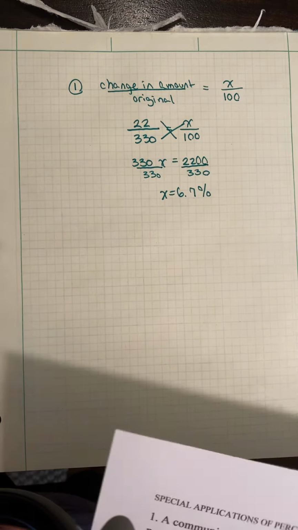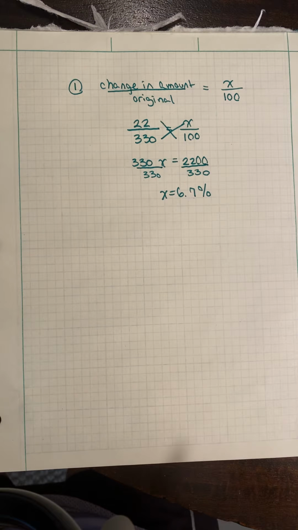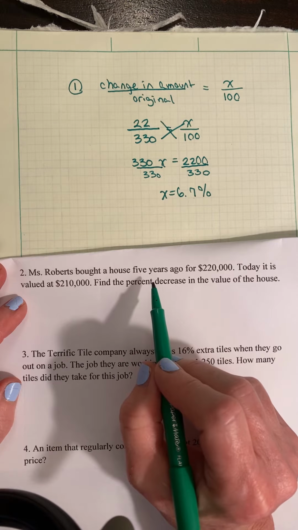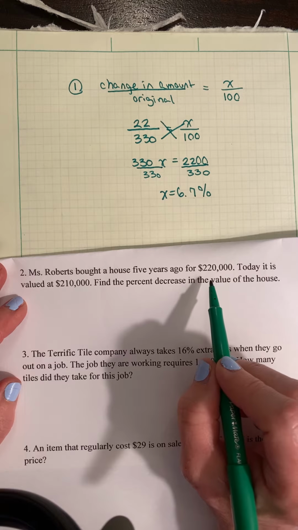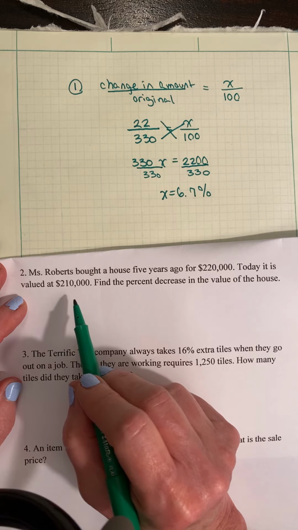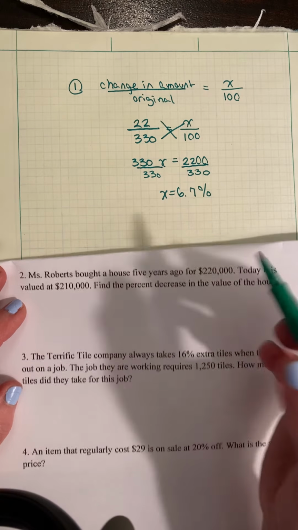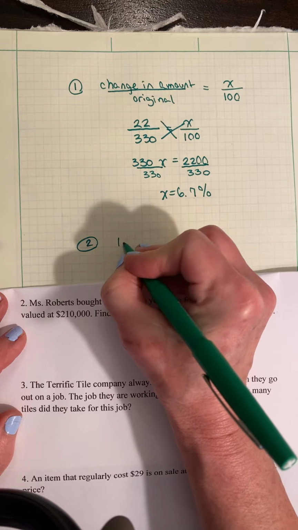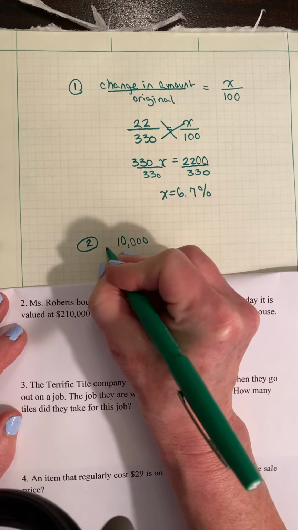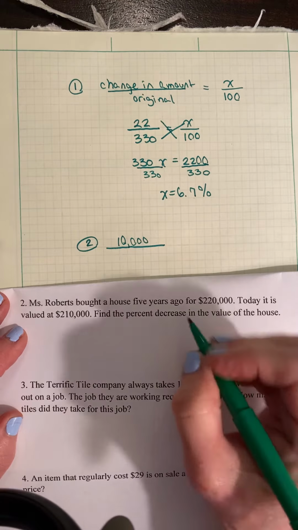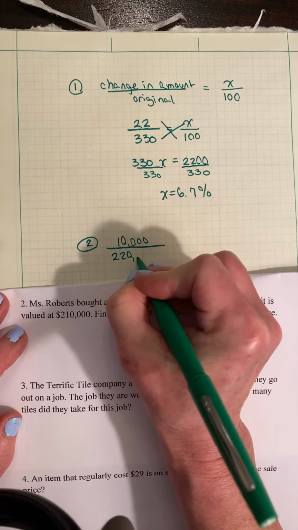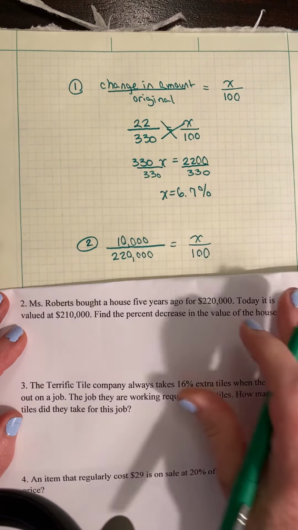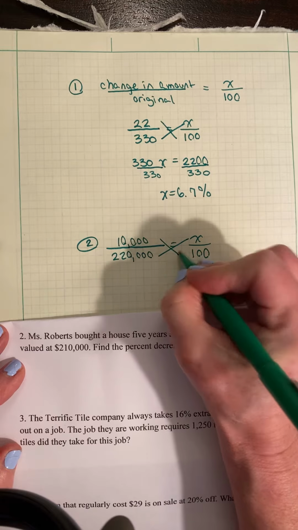We can use that same formula for a decrease. On the second one, Ms. Roberts bought a house 5 years ago that was worth $220,000. Today, its value has gone down to $210,000. We want to find the percent decrease. Again, we get the change in amount. That's $10,000 if you subtract the two. It started out at a value of $220,000, and we want to change that to a percent. And we can cross multiply.